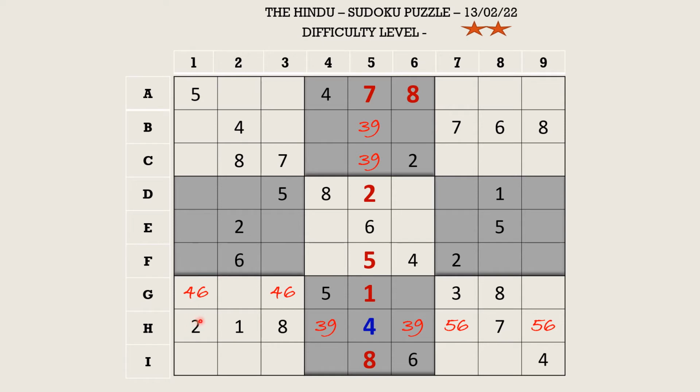There is a 2 here in H row which blocks this cell, and there is a 2 here in column 6 which blocks this cell. So in G row, G9 is the only cell where 2 can be. Now in G row, the missing numbers are 7 and 9. G6 cannot take 9 because of this 3-9 pair here. So G6 takes 7 and G2 takes 9.